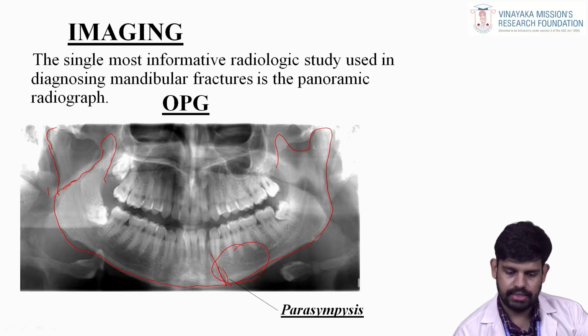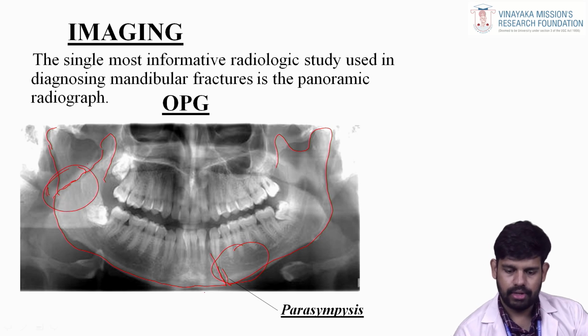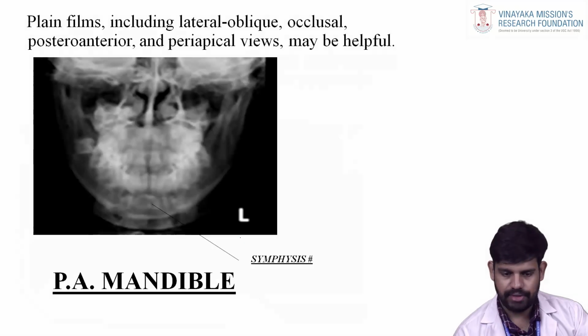When the hit is on this side, the force transmits along the body, symphysis, parasymphysis, body, and causes a tension in that condylar area, which is the weakest portion of the mandible, causing the condylar fracture at this area. So the impact is on the left side, and the force dissipates and causes a fracture on the right side. But this is just a 2-dimensional image. We don't know how much is the displacement antero-posteriorly, so we need to go for a 3-dimensional image.